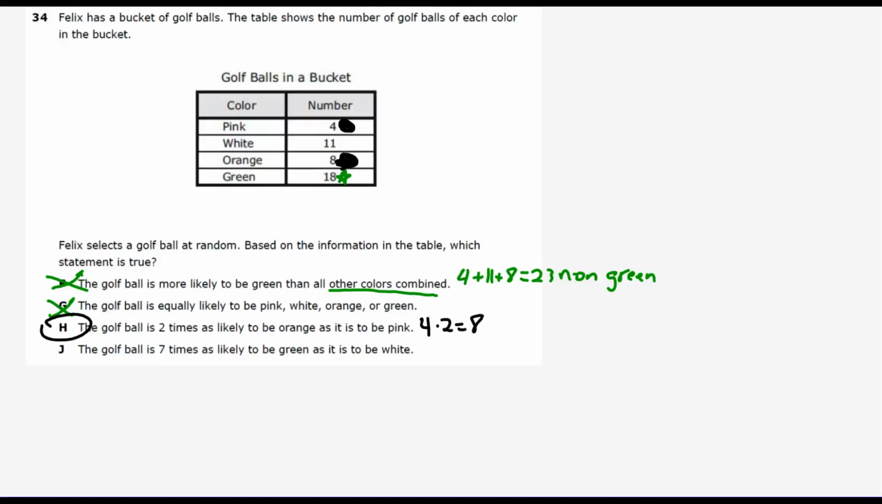So golf ball is 7 times as likely to be green as it is to be white. So here's green, here's white. So this time we'd have to say, is 11 times 7 equal to 18? And it's not even close. So they're hoping that you would confuse 7 times as likely with just 7 more green. It's like 18 minus 11 would give you 7, but that's not 7 times. That's a 7 difference. The answer is H.